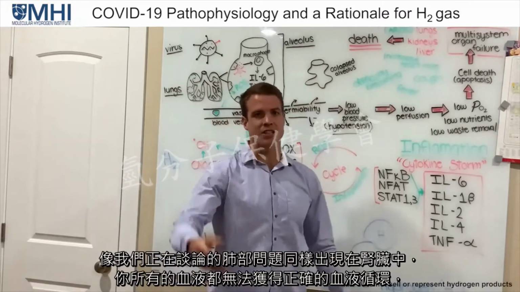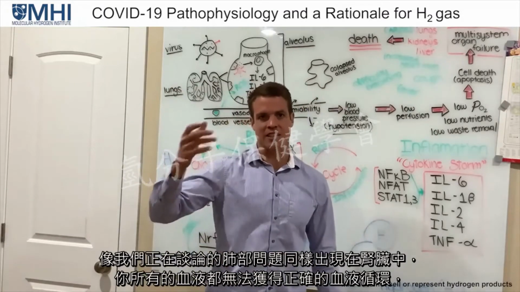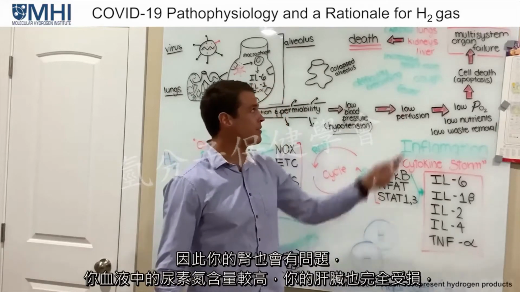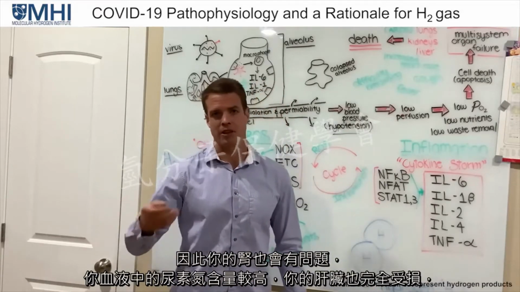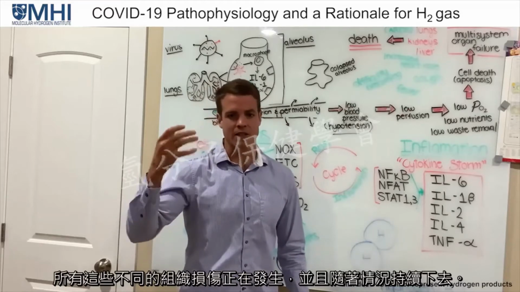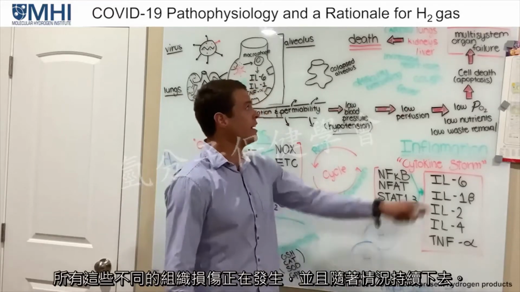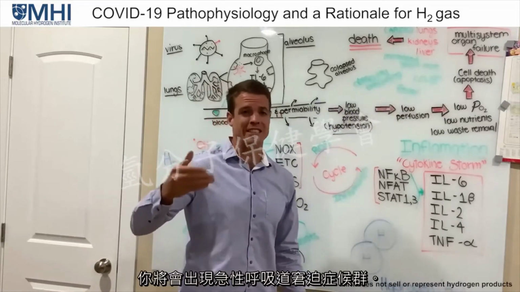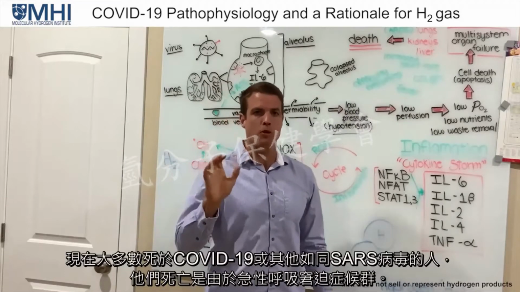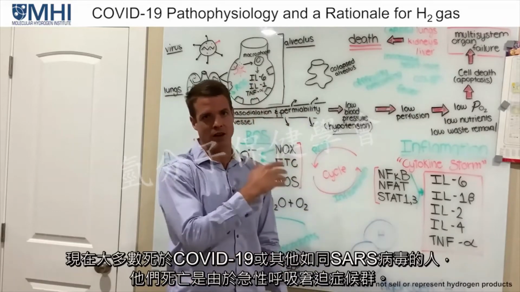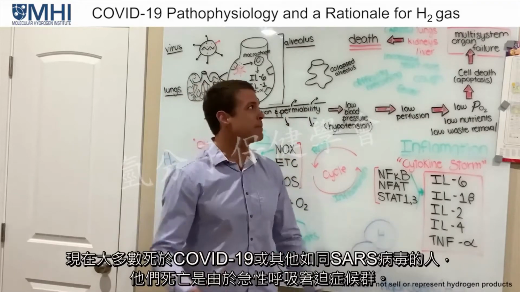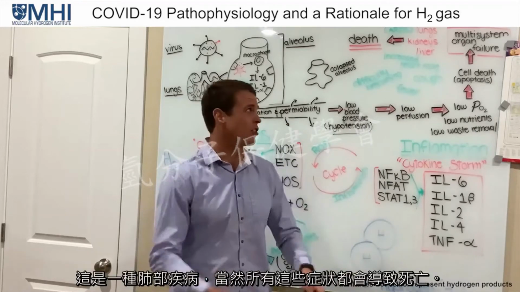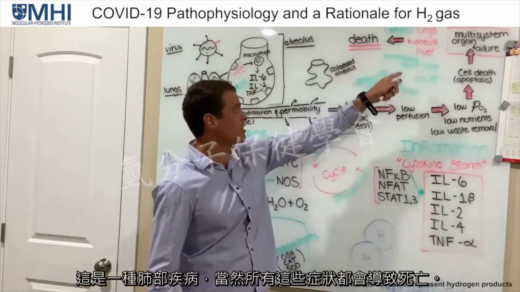Also in the kidneys, you're not getting the right blood circulation and everything, so your kidneys start having problems. You have higher blood urea nitrogen levels. Your liver is also being damaged. You have elevated ALT, AST, all these different tissue damage markers. And as this continues, you can get ARDS, the acute respiratory distress syndrome. Now, most people who die of COVID-19 or other SARS-like viruses die because of acute respiratory distress syndrome. Again, it's a disease of the lungs, and of course, all this leads to death.